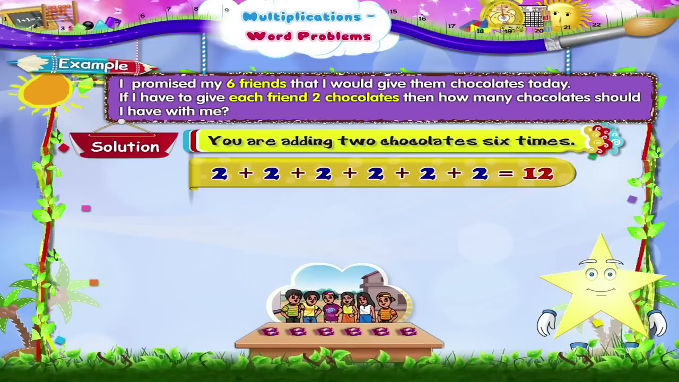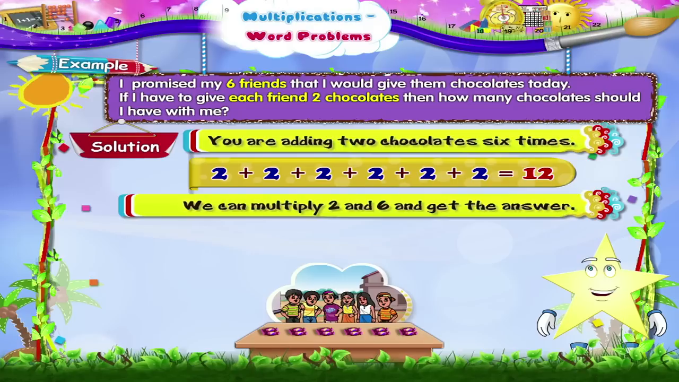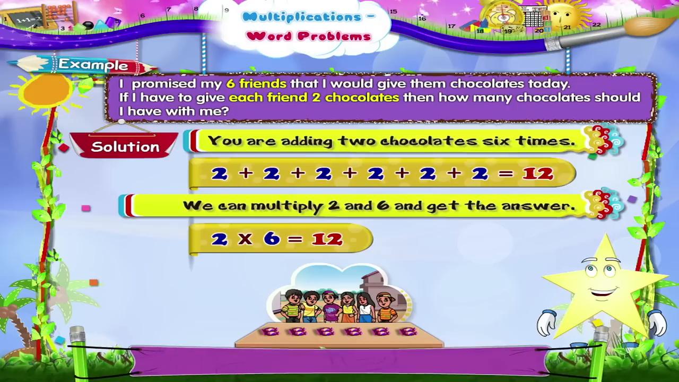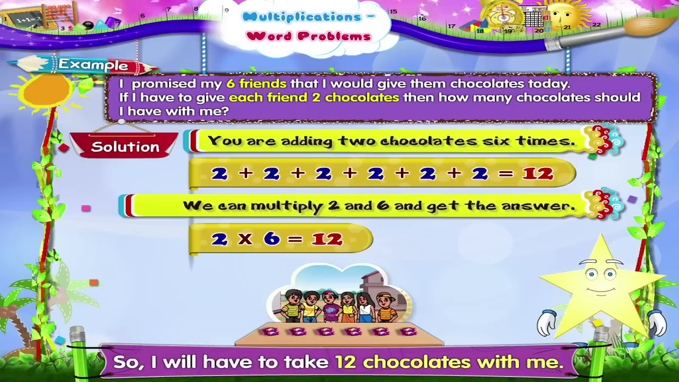Starry, don't you think we can multiply 2 and 6 and get the answer? See, 2 multiplied by 6 means 2 sixes are 12. So I will have to take 12 chocolates with me.